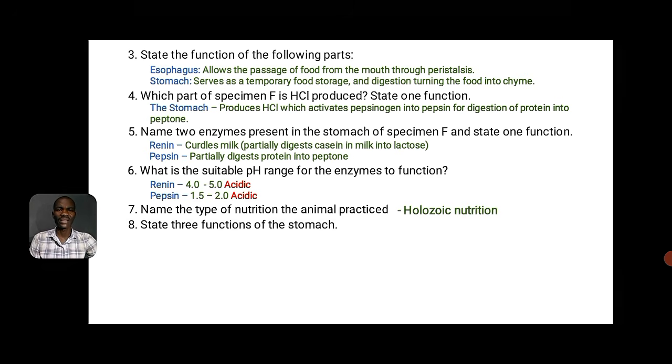Number 8, state three functions of the stomach. Number 1 is it serves as temporary food storage. Number 2 is digestion of food. And number 3 is secretion of gastric juice.